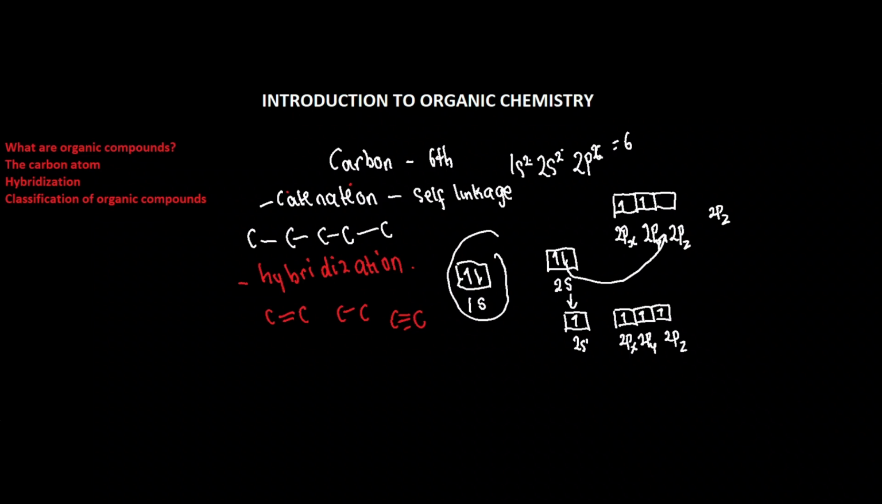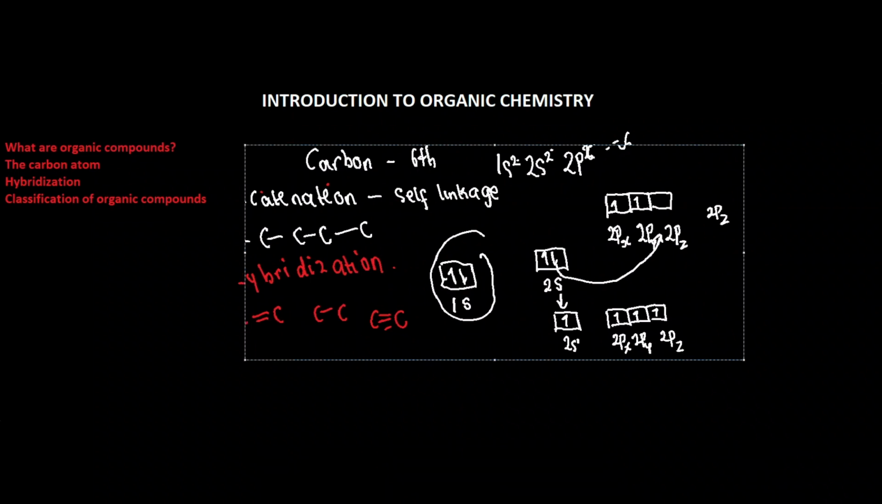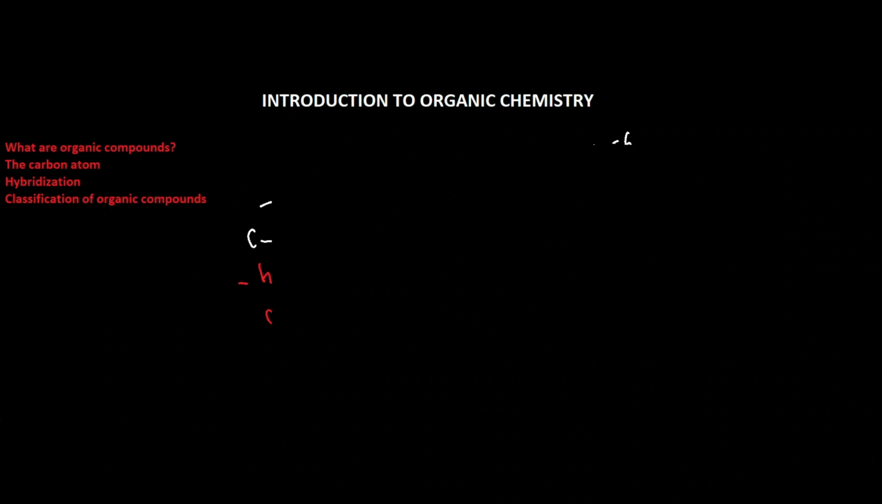What is hybridization? For some of us, we might be familiar with the term hybrid or hybridization, and whenever we hear that something is a hybrid, it's basically a combination of different things. For example, in genetics, we have hybrid organisms that are made from two parent organisms that have different genetic makeup. Hybridization of the carbon atom is similar to this.